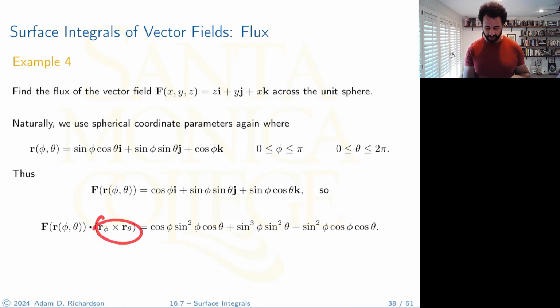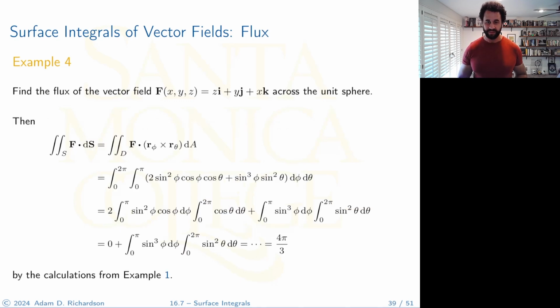We computed this cross product earlier, so I won't do it again, but you're going to take this vector and dot it with this cross product. That's the normal vector, right? That's the outward normal vector, and you get this big mess. There we go. Okay. Now, don't let it overwhelm you. Just take things piece by piece. You can do it.